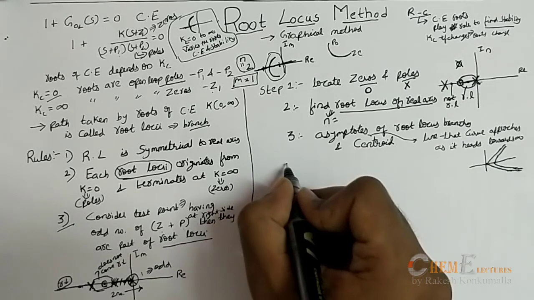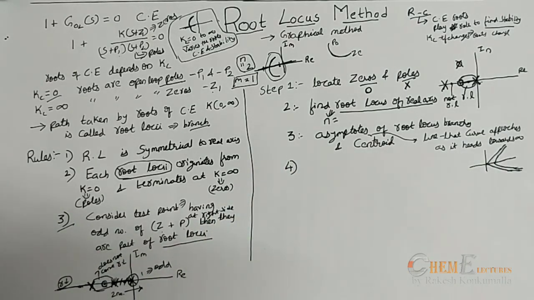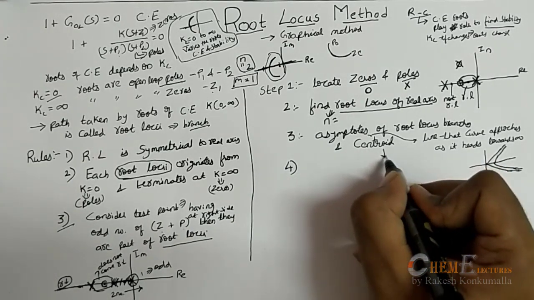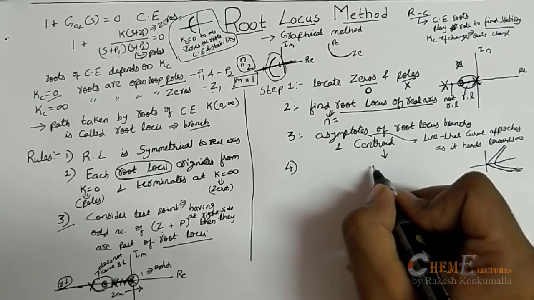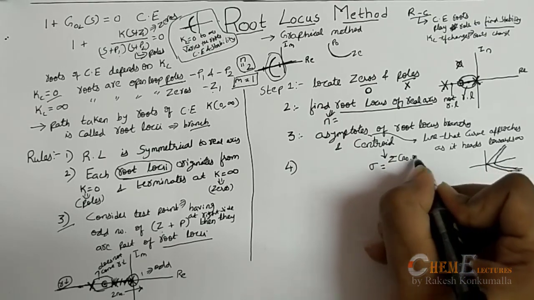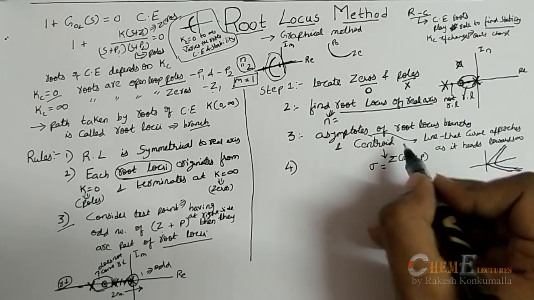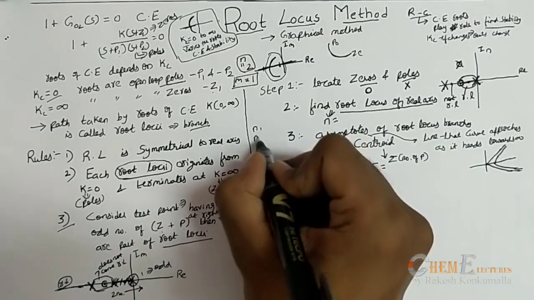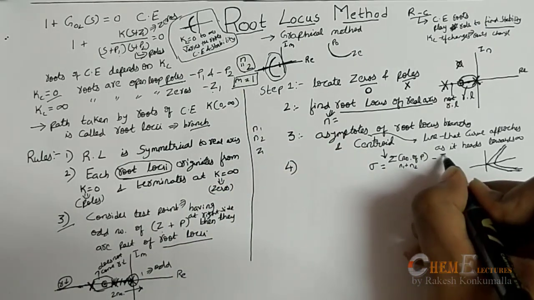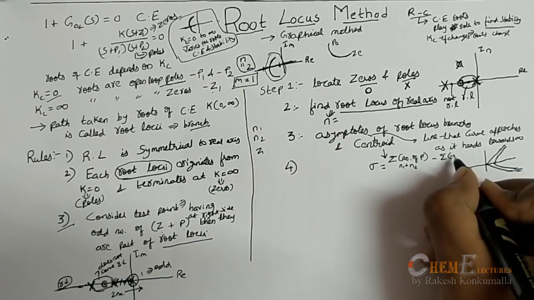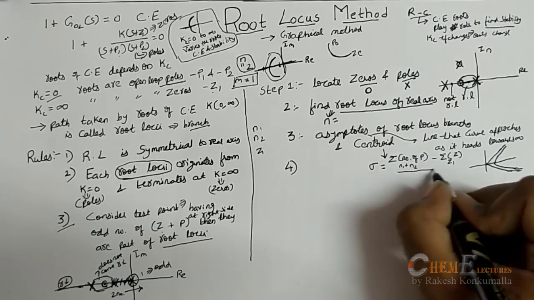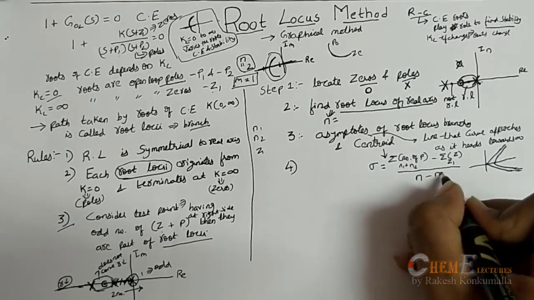Now fourth step. Okay, before going to step 4, I missed a centroid here. To find the centroid, my equation will be sigma is equal to sum of poles. Suppose if there are two poles n1 and n2, then sum of n1 plus n2, and if there is 1 zero, then minus of sum of zeros, that is z1, divided by n minus m will be my centroid.